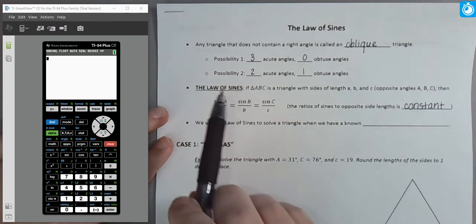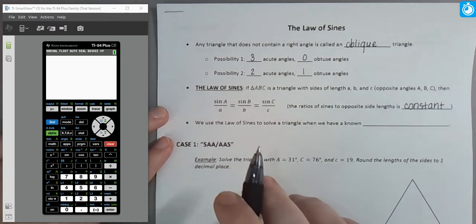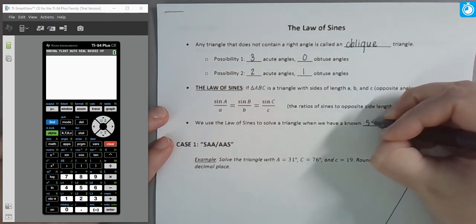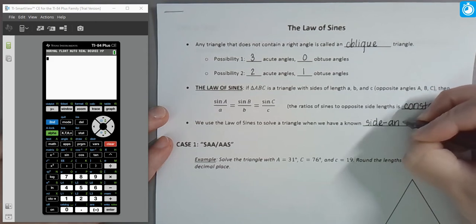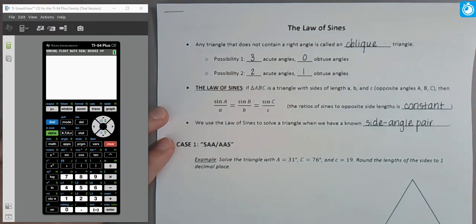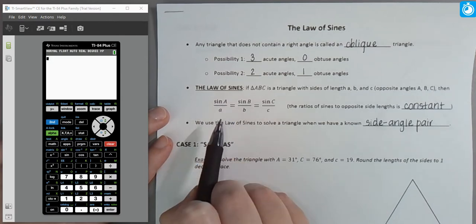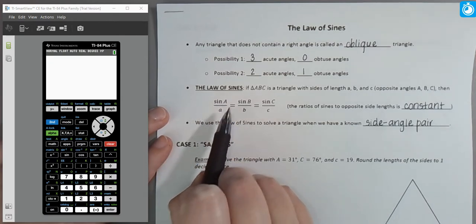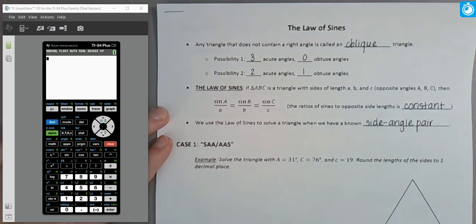We're going to use the law of sines in specific cases where we have a known side-angle pair. If we have a side and the angle that it's opposite, then we can use the law of sines to solve for anything that's unknown in our triangle. Why is this? Well, if we have an angle and the side that's opposite it, we can define that ratio that's going to be constant for any pair within the triangle.